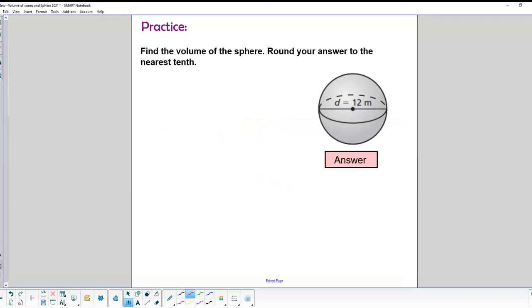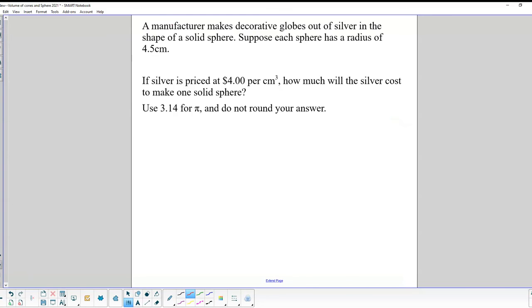Remember, these are all cubic units. Okay, so you kind of get the idea. Now, if you have a diameter like this, remember the radius would just be 6. Okay, so don't forget that. All right, so let's jump to one of our story problems. Let's see how many of those we have. We have one story problem, so let's just jump to that one.